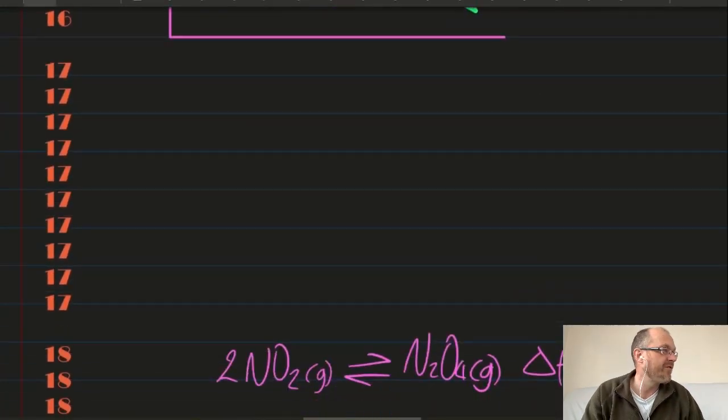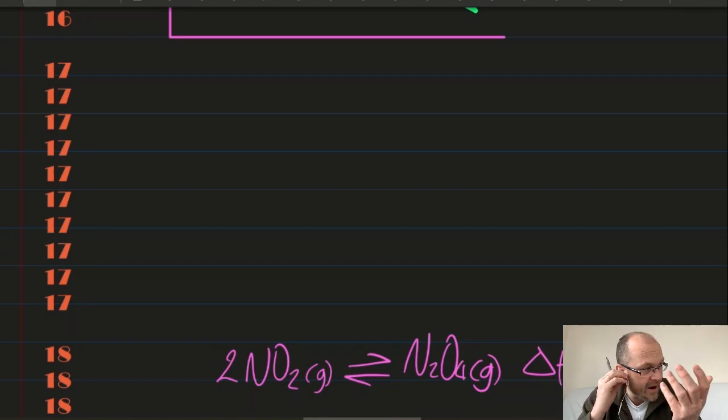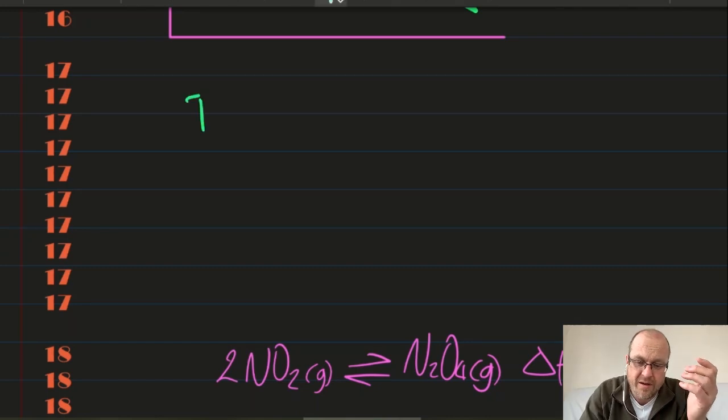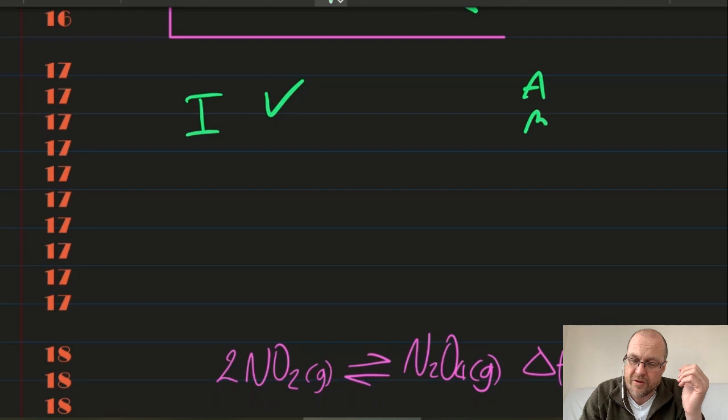17. Which factors affect the rate of reaction? Well, we're looking at collision theory. Anything that changes the frequency of collisions, the geometry of the collisions, or the energy of the collisions is going to affect the rate of reaction. So particle size, yep. If you powder something up, you increase the surface area. So 1's correct.